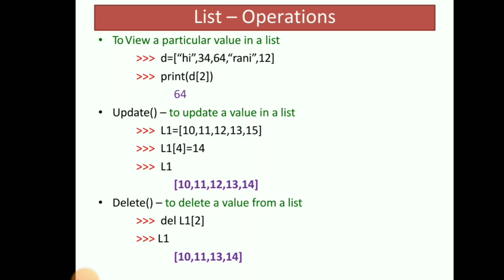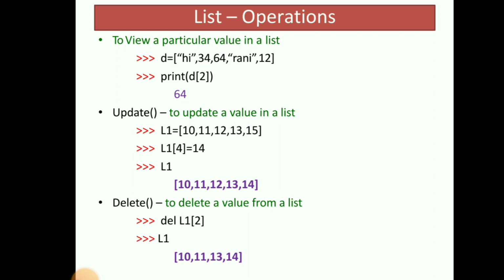If you want to print an element in the list, we can use the index value. We can use a positive index value or a negative index value. Index value starts from 0. If you want to update the list, you can use the index value to update the item or element in the list.